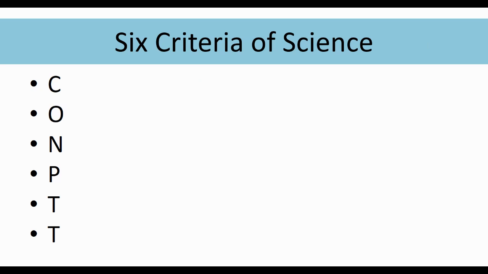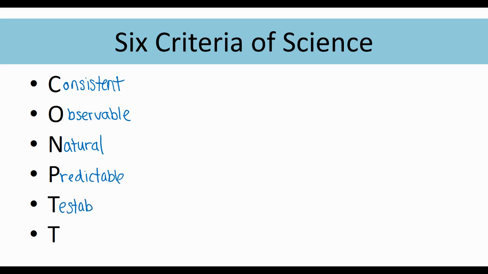In order to be science, something has to fit six criteria. We're going to go into each of these in greater depth later, but the first of the six criteria is consistent. So we have to have consistency. The next one is that it has to be observable. The third one is that it has to be natural. Fourth, predictable. Fifth, testable, and the last one, but surely not the least, is tentative.